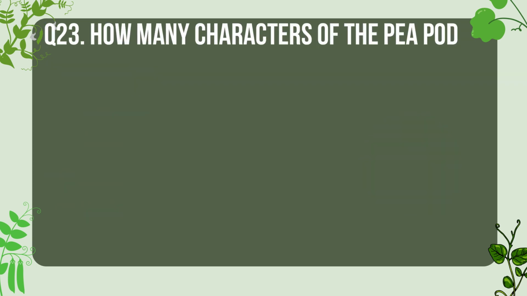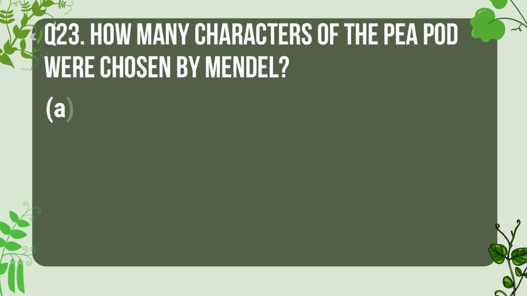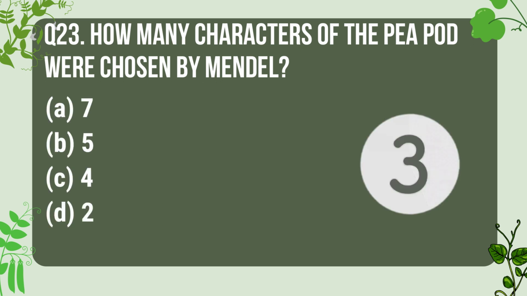How many characters of the peapod were chosen by Mendel? A. 7, B. 5, C. 4, D. 2.